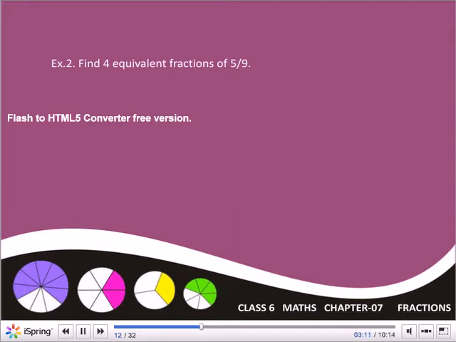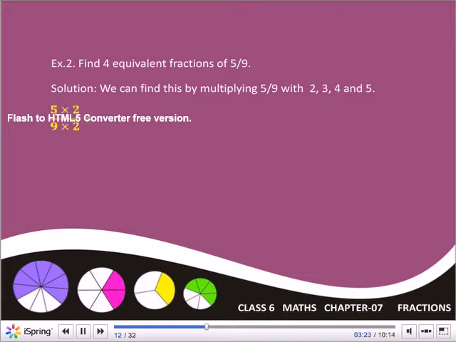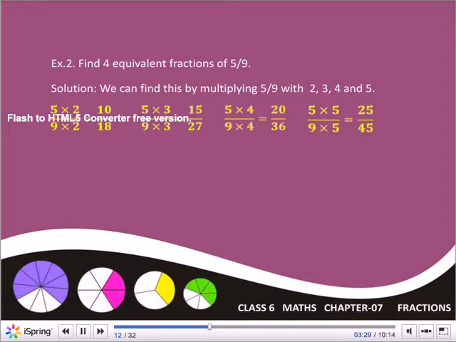Example 2. Find 4 equivalent fractions of 5/9. Solution. We can find this by multiplying 5/9 with 2, 3, 4 and 5. By doing this, we get 10/18, 15/27, 20/36 and 25/45. These are the required fractions.